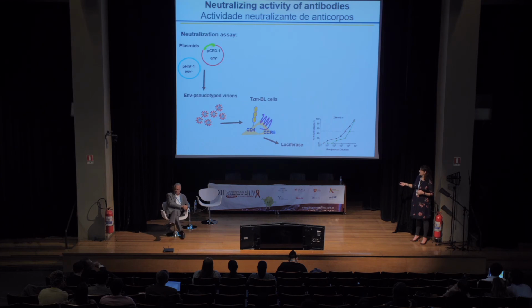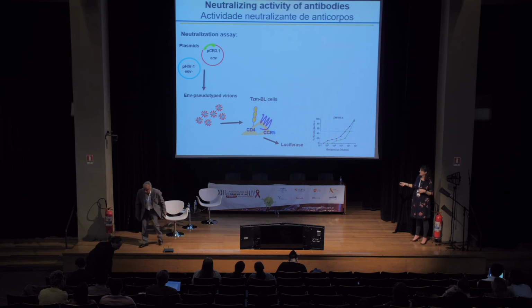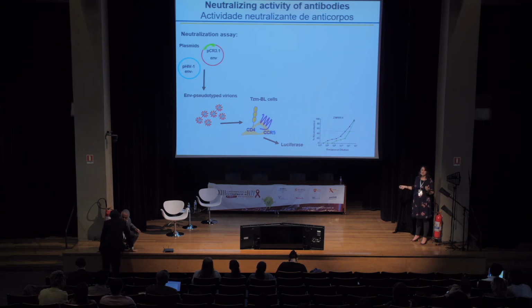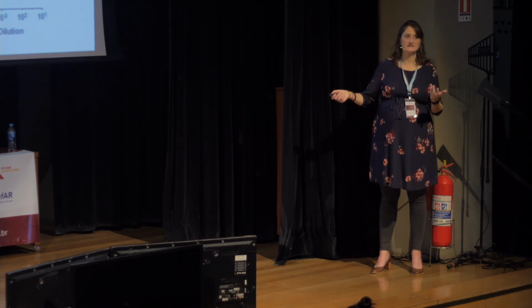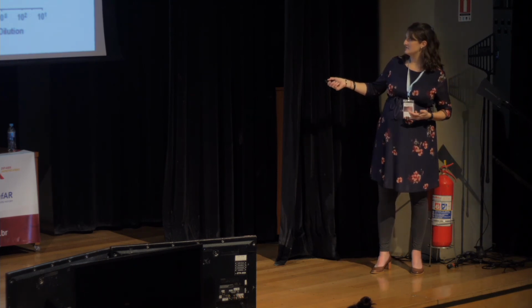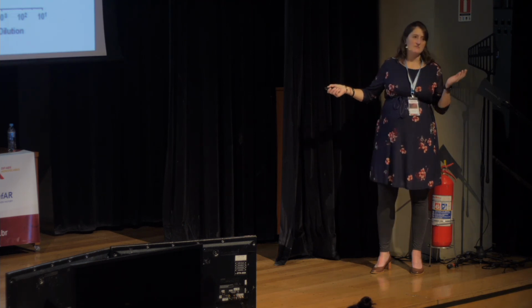You then use this virus to infect target cells that express high levels of the receptor and co-receptor, and these cells are made so that upon integration with HIV, they'll express the reporter gene luciferase. Then we can measure how much luciferase is present when you infect these cells with these pseudotyped viruses, and how much that luciferase is reduced when we add in antibodies or we add in serum, and we can generate these neutralization curves. And you can measure shifts.